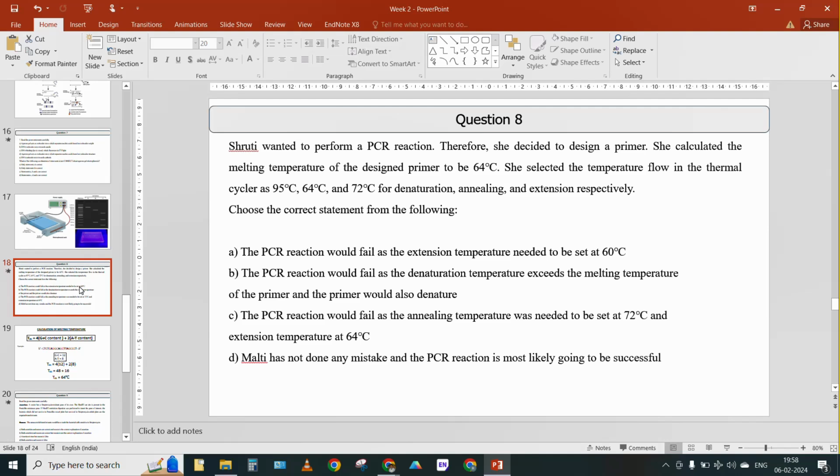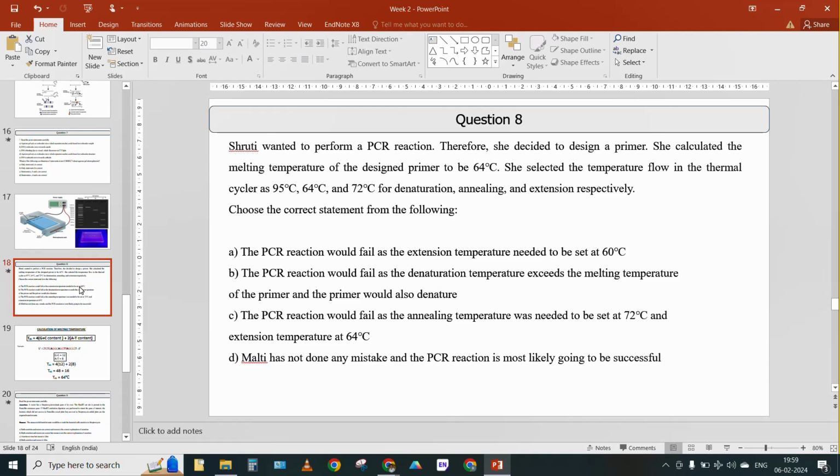Anyone with their expertise? This is a very interesting question, by the way. Anyone could jump in and explain this. Sir, option D. All the steps have been followed and everything seems right. The denaturation, annealing, and extension temperatures all seem right. So mostly it will be successful.